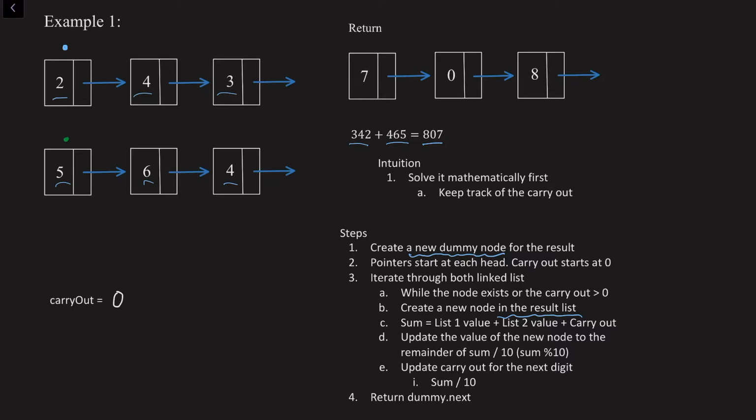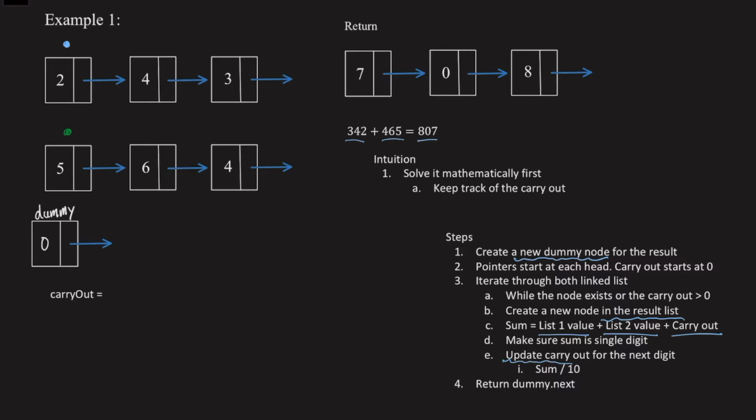And we're going to have addition from the linked list 1 value and linked list 2 value, and also the carryout. And then we're going to update the sum, which is going to be the remainder of sum divided by 10. And then we're going to update the carryout for the next digit, which is going to be sum divided by 10. And lastly, we'll return the dummy dot next.